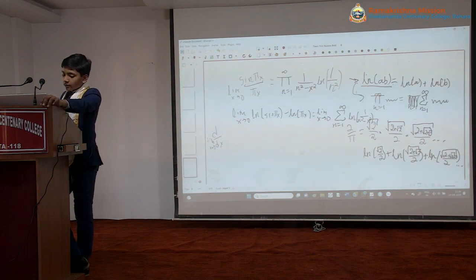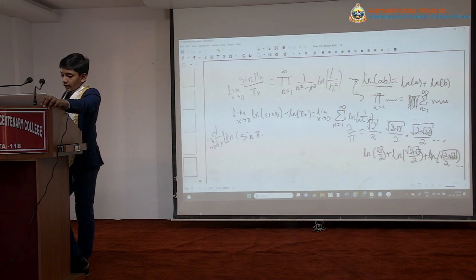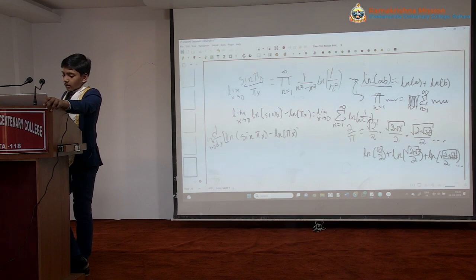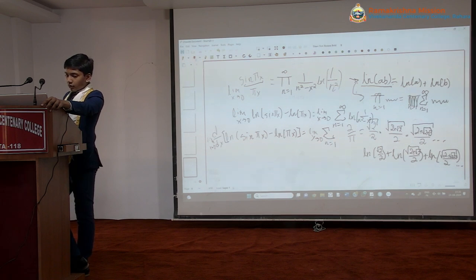We have d/dx of ln sine pi x minus ln pi x. We'll work this one out next step. And then we are allowed to exchange the sum and the derivative. Let me erase what's on that side, if that's fine with everyone.